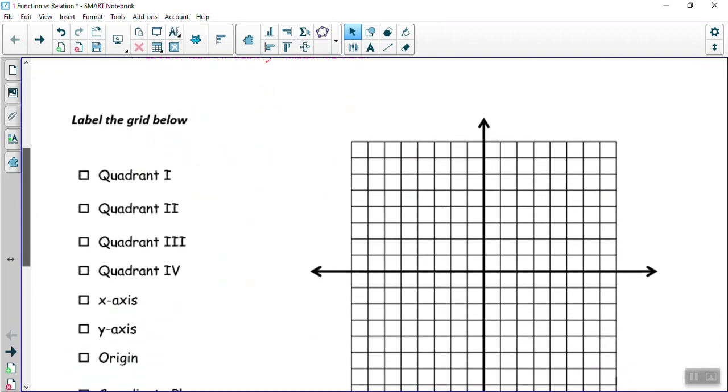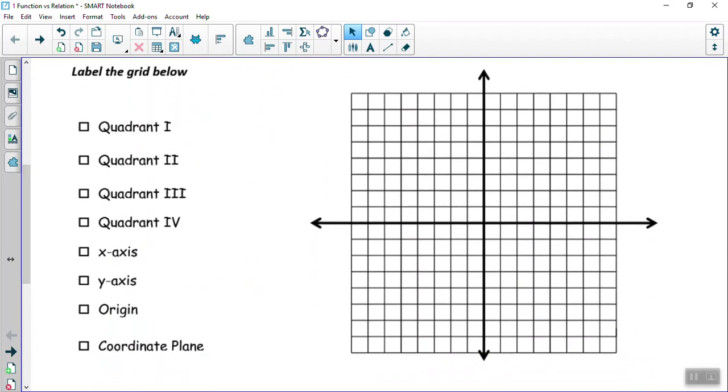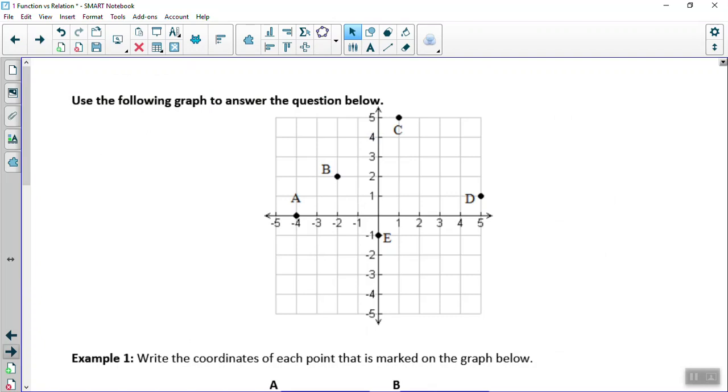Alright, as a try on your own, I want you to come down here, and using these words here, I want you to label this entire coordinate plane. Go ahead and pause the video now. Alright, let's go on to the next page.